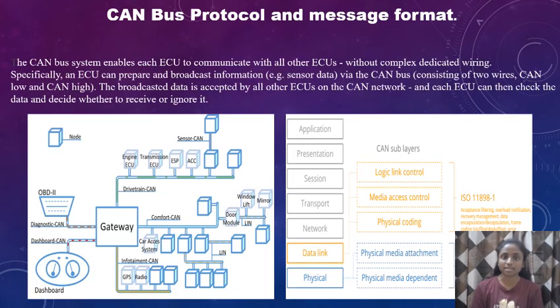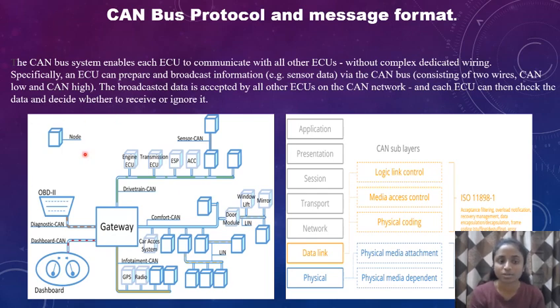In this slide, we'll be discussing CAN bus protocol and message format. So now let's see what is CAN bus. The CAN bus system enables each ECU to communicate with all other ECUs without complex dedicated wiring. Specifically, an ECU can prepare and broadcast information via the CAN bus. The broadcasted data is accepted by all of the ECUs on the CAN bus network, and each ECU can then check the data and decide whether to receive or ignore it.